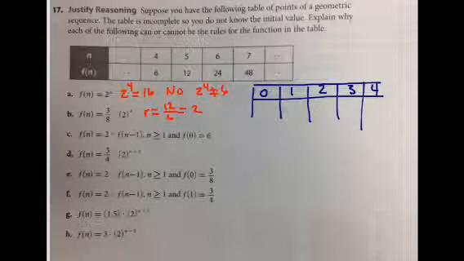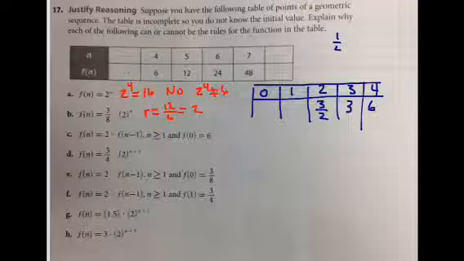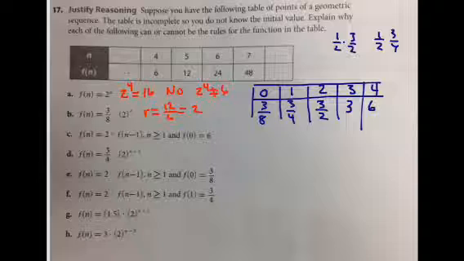Before I go on, let me just make the table starting at 0, just going backwards. So for n is 4, we have 6. We cut 6 in half, that gives us 3. We cut 3 in half, that gives us 3 halves. We take half of 3 halves, so half of 3 halves is 3/4. And then we take half of 3/4, and that gives us 3/8. So we're going backwards, okay, to recreate the table.